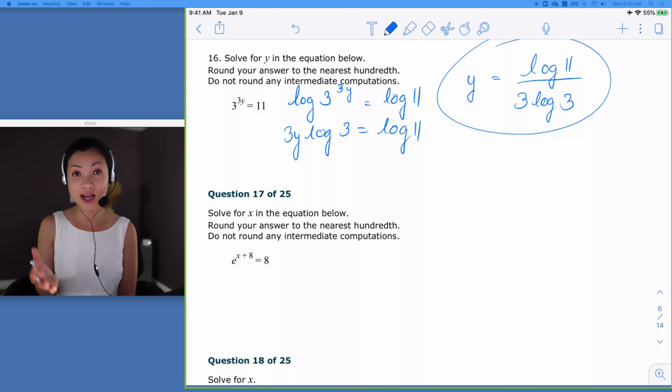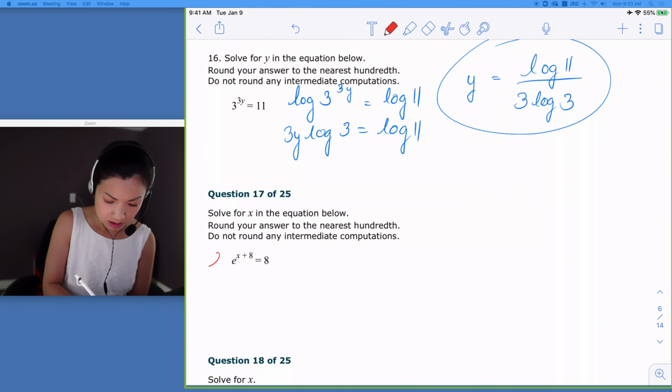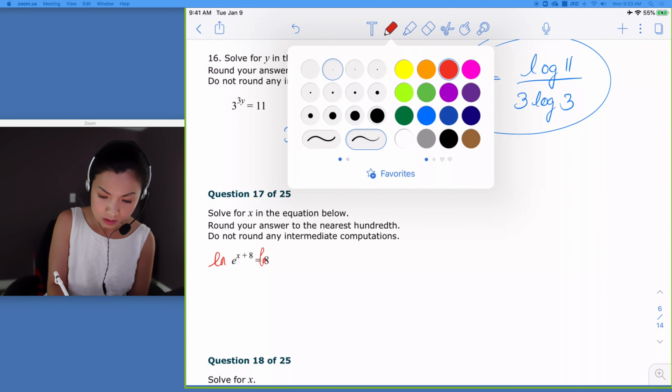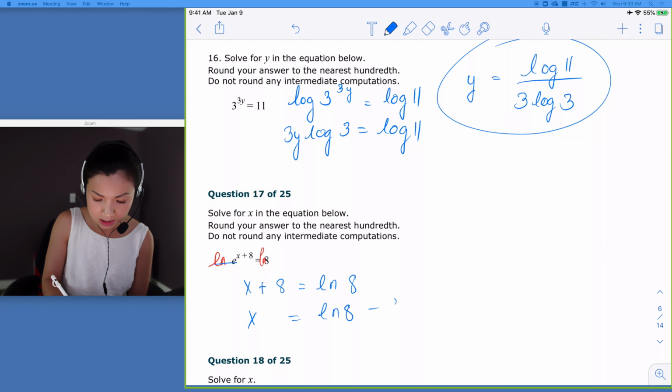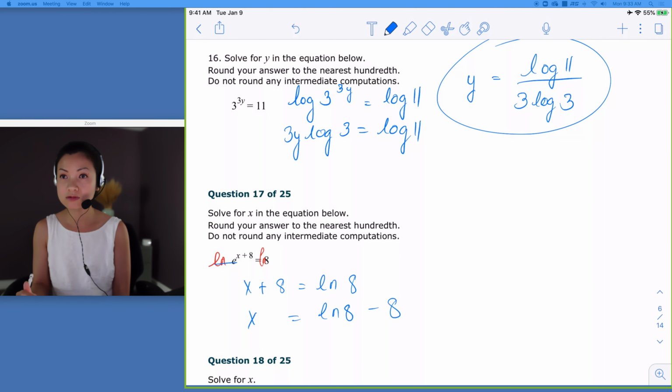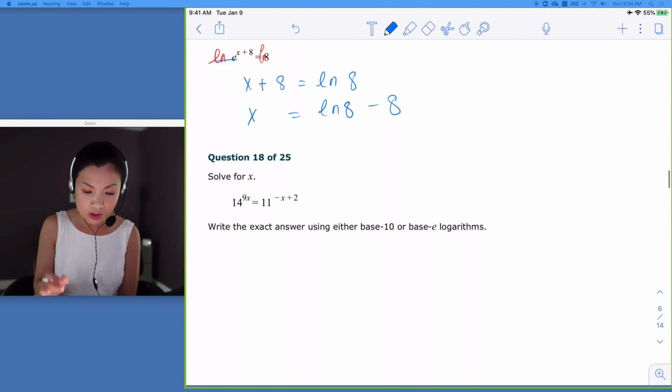For number 17, same thing. But this time, I suggest that you use ln because we have e. So if you use ln, you cancel out the e. So we have x plus 8 equals ln 8. And then you can just have ln 8 minus 8. Okay, simple. So once again, you use your calculator for it.